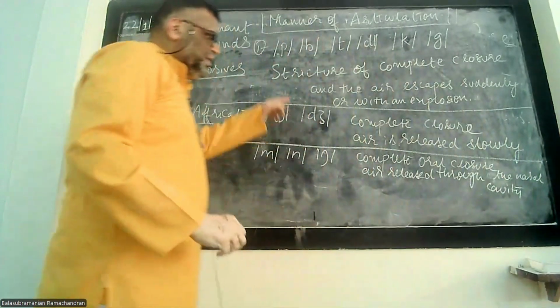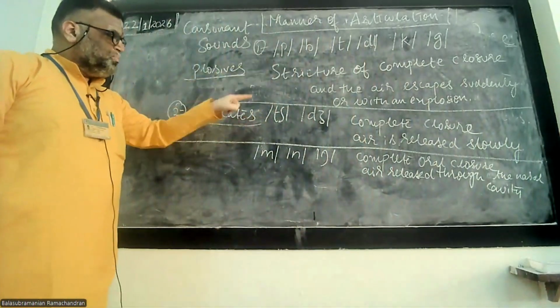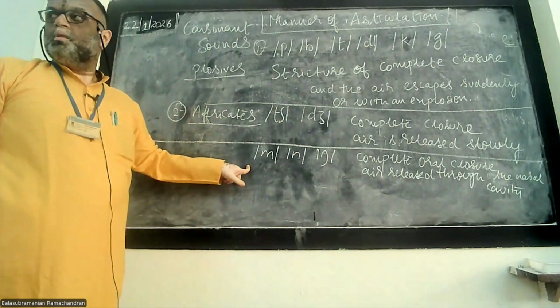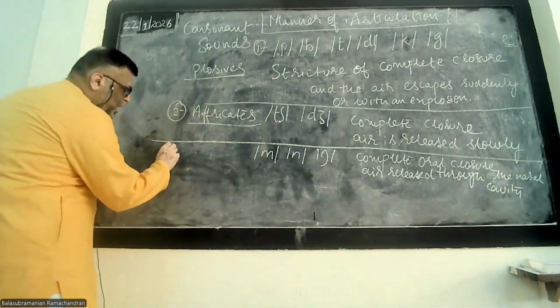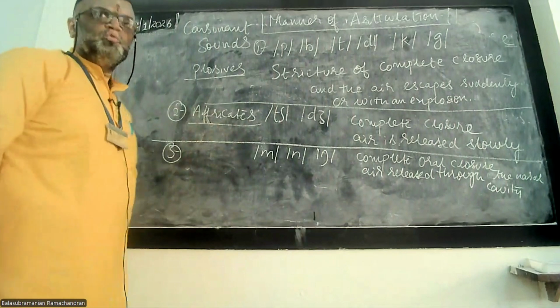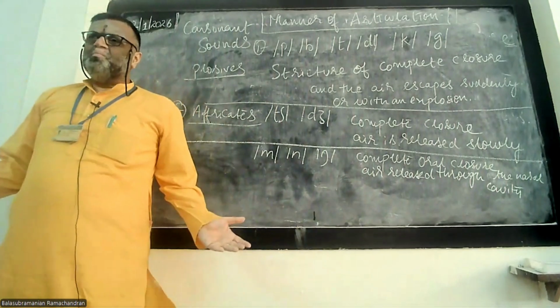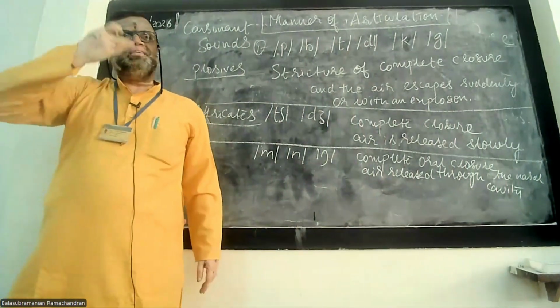All right, people. How many? 6 plus 2, 8 plus 3, 11. Okay, so we'll give it a term. Since it's released through the nose, through the nasal cavity, we'll call it.